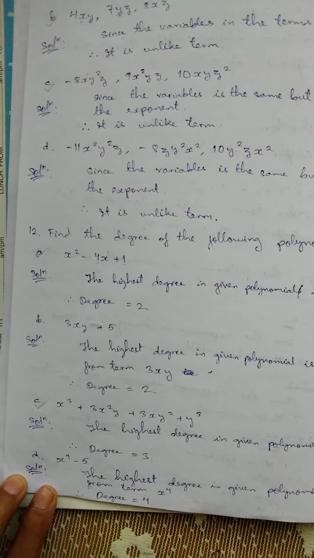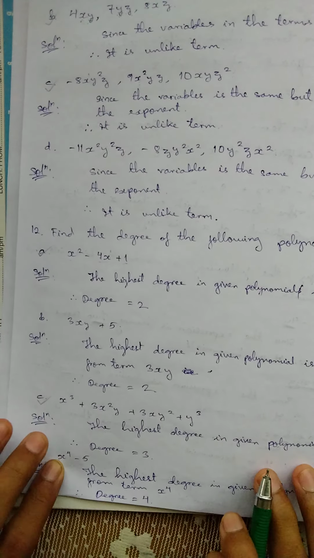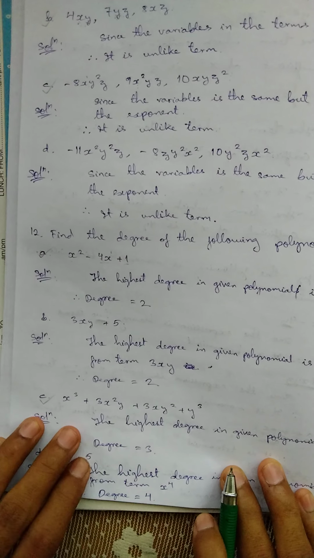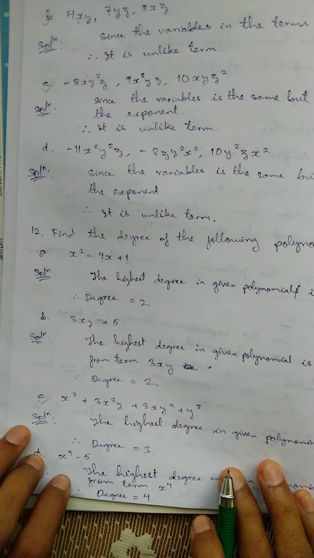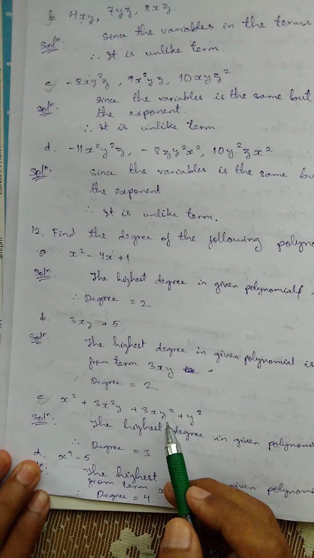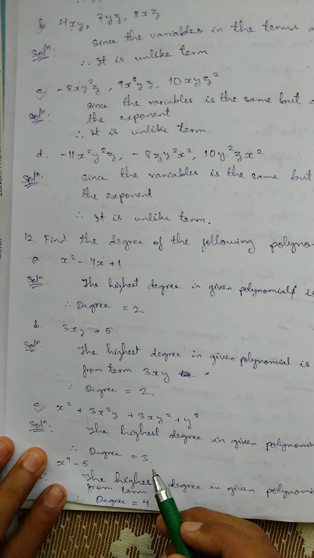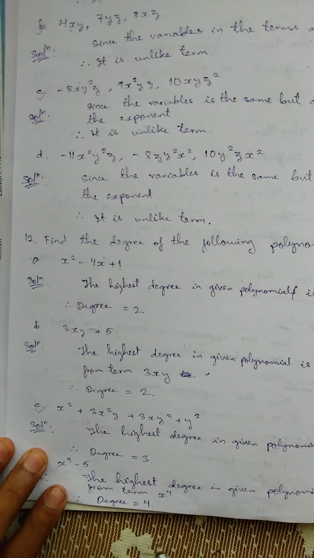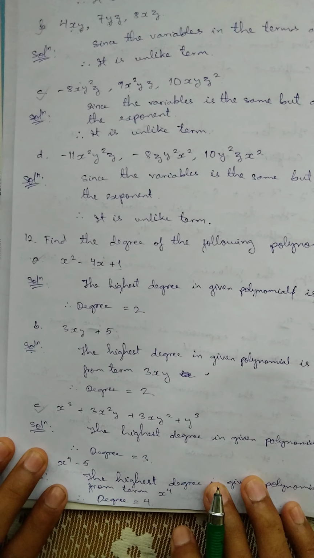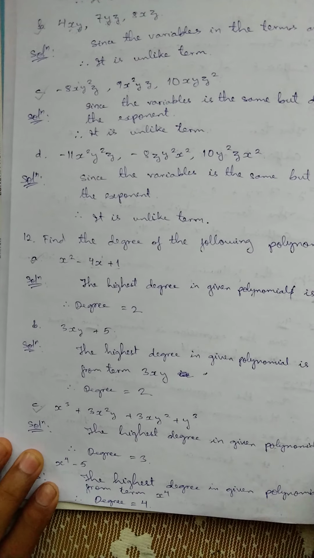All right, let us continue. Question number C is x cubed plus 3x squared y plus 3x y squared plus y cubed. Now here the degree is equal to 3. Now how do we get 3? From which term?